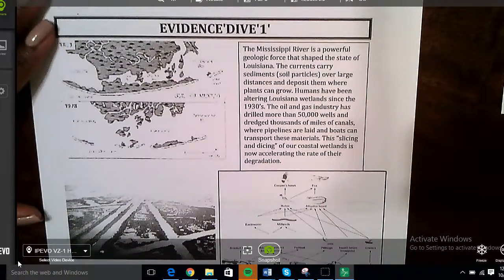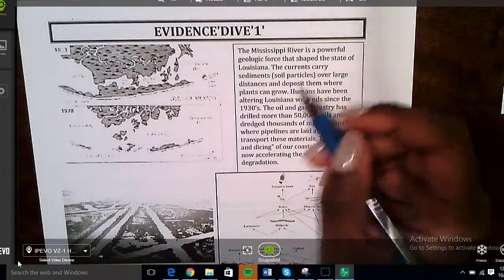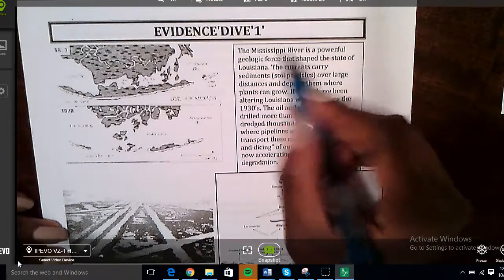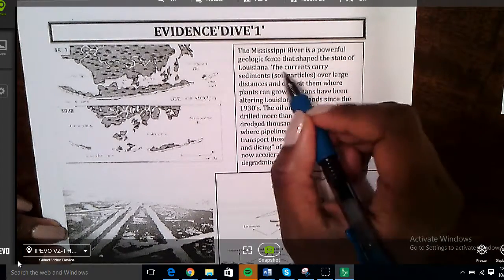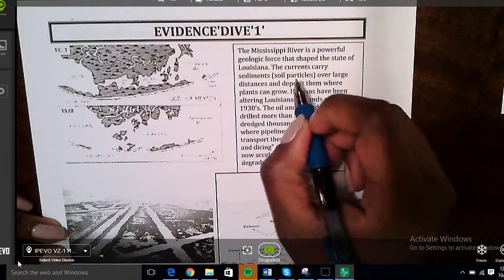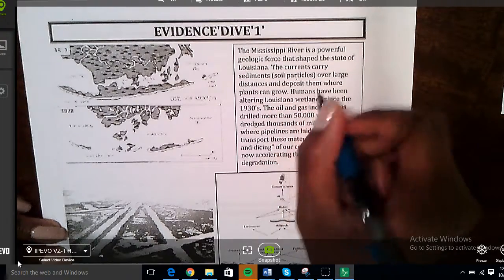Let's talk more about the destruction of habitats. We're going to read the text and take a look at the images. They should be a little bit clearer on your page. Here we go. The Mississippi River is a powerful geologic force that shaped the state of Louisiana. The currents carry sediments, or soil particles, over large distances and deposit them where plants can grow.